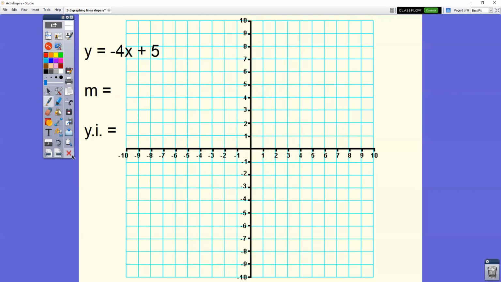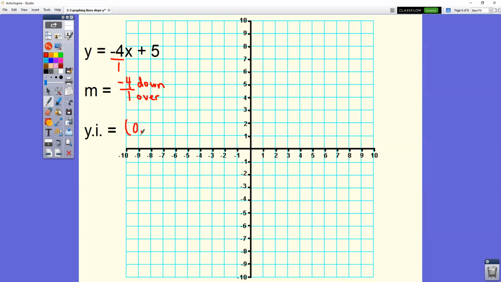Take a look at another one. Negative 4x plus 5. Now, again, remember, your slope is the number in front of your x. Anytime that you have an integer like this, a non-decimal number, that's really over 1. So this is really negative 4 over 1. What does that mean? That means that we are going down 4 over 1.